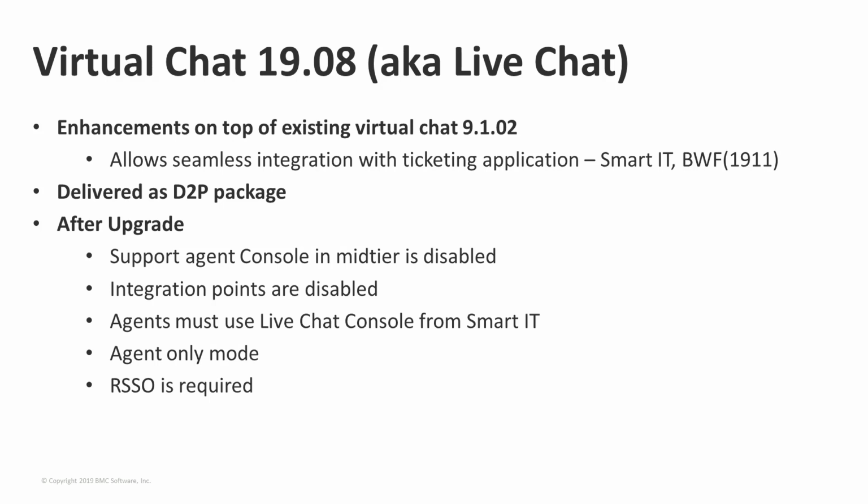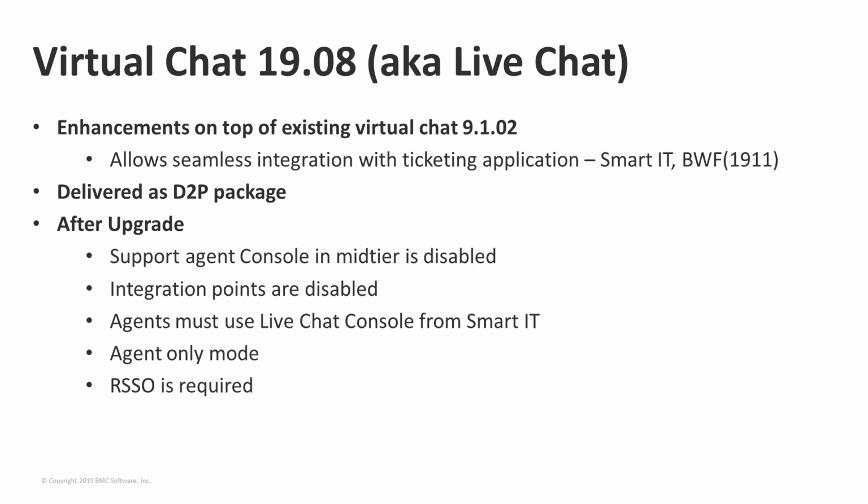After you move over to 1908, and these are the points I want to stress, as I had mentioned, saying what would change should you move to 1908. So it's a conscious decision that you would want to make. First, once you move to this, the support agent console and Midtier will get disabled and you won't get to use that. The agents that were using the Midtier-based interface will have to move over to Smart IT. Integration points which were updating or creating the tickets are all disabled, because we want Smart IT, which has all the capabilities to manipulate, create, and update tickets, to drive that.